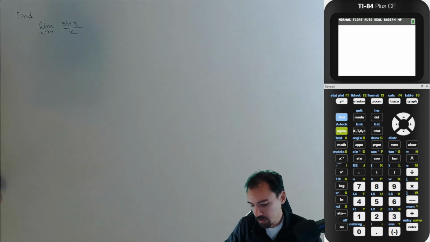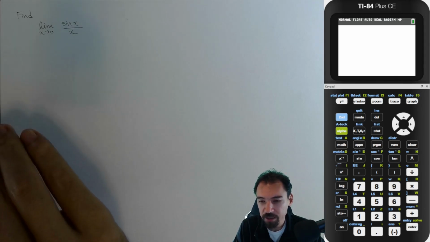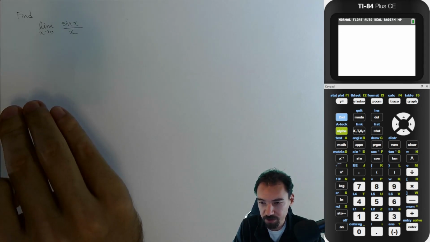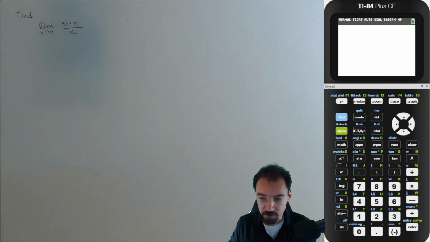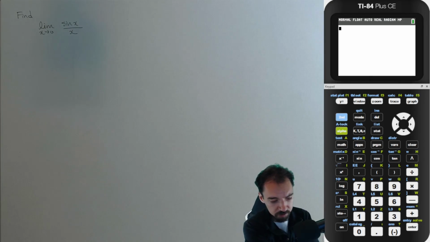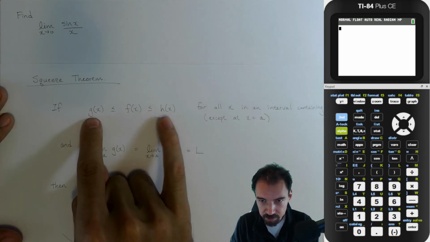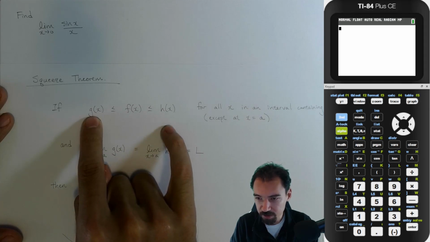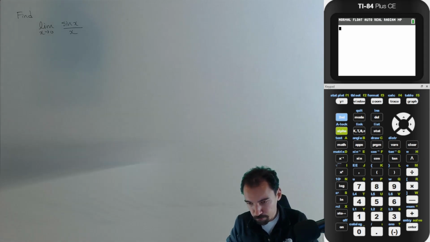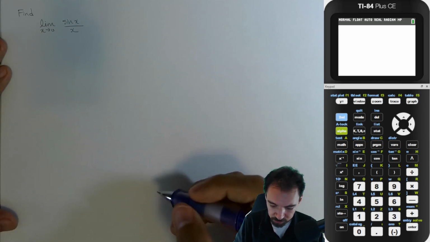Okay. So let's pretend that I've already done analysis and I figured out that the only way I can do this limit with the knowledge I have is to use the squeeze theorem, right? Nothing else I know works. So in order to apply the squeeze theorem, I have to come up with the lower and upper functions. So the way I'm going to do this is by using some clever geometry.